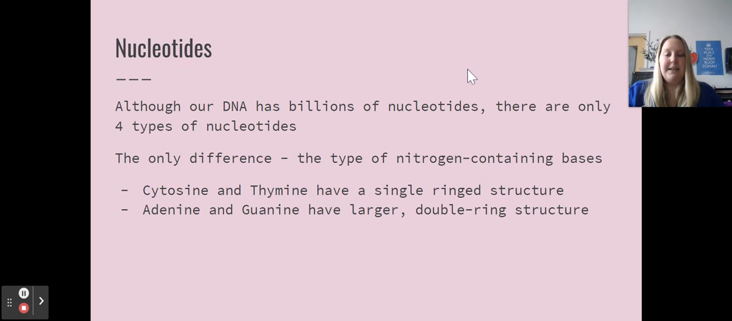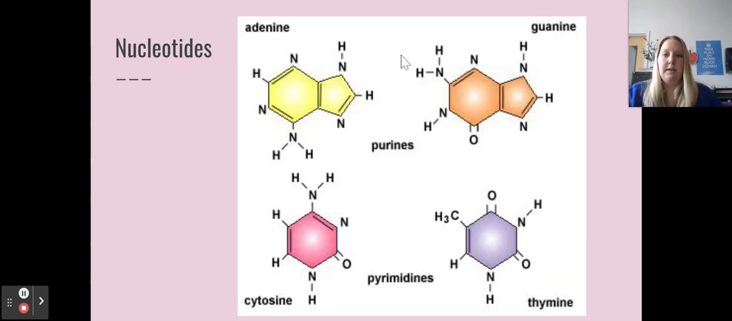Although DNA is billions of nucleotides long, there are only 4 nucleotides that make up the composition of our DNA. The only difference is the type of nitrogen-containing bases. Cytosine and thymine are both single ring structures, and that's why they pair with double ring structures, adenine and guanine. Here we have adenine. Adenine pairs with thymine, double ring and single ring. And then cytosine pairs with guanine, double ring, single ring.